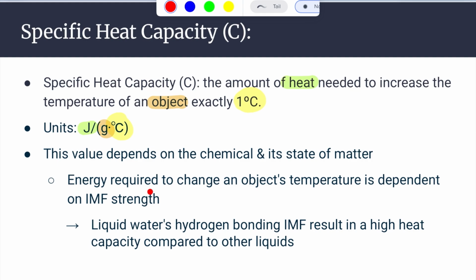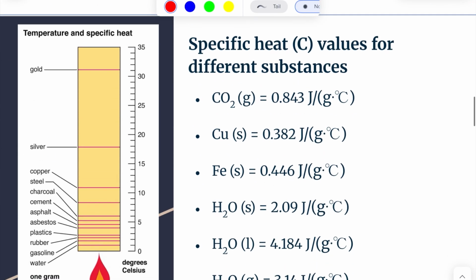And this is the energy required. This energy is dependent on IMF strength. So liquid water's hydrogen bonding IMFs result in high heat capacity compared to other liquids, which plays some very important roles in how our world works.